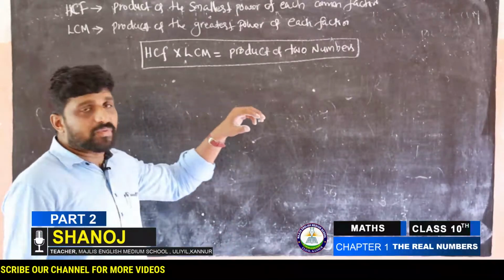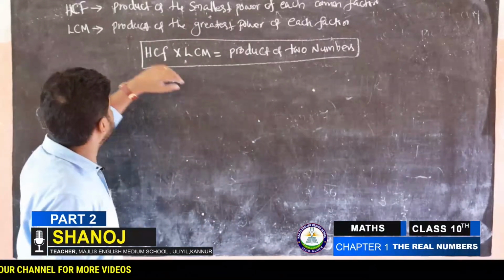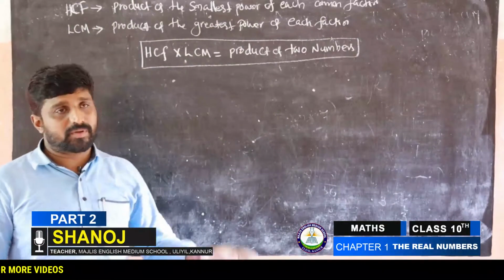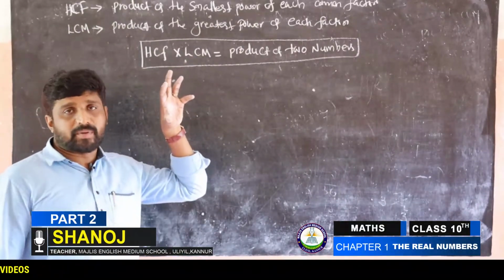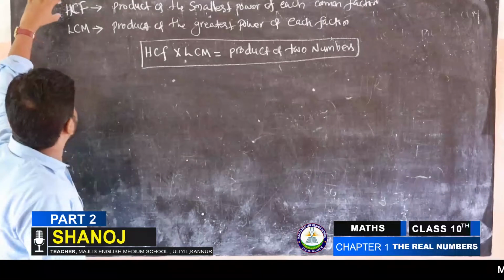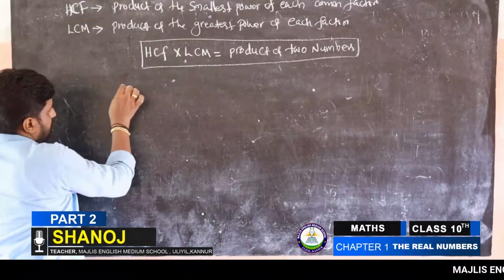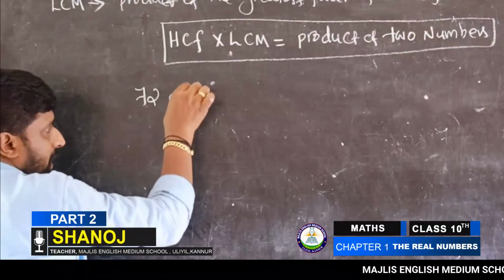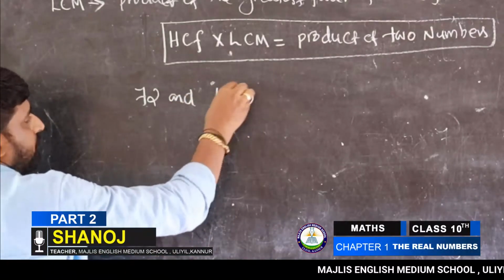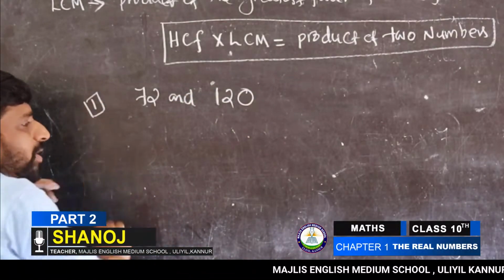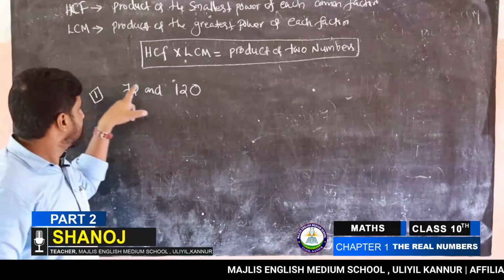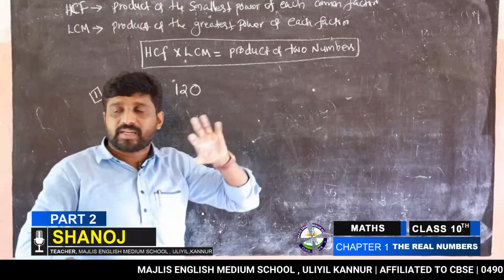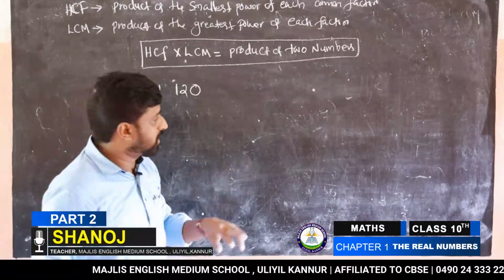The fundamental theorem of arithmetic is used for finding the HCF and LCM of 2 numbers or more than 2 numbers. That's no problem. We can find them by using the fundamental theorem of arithmetic. Then let me give an example, that is 72 and 120. We need to find the HCF of 72 and 120. We first find the prime factorization of these 2 numbers.